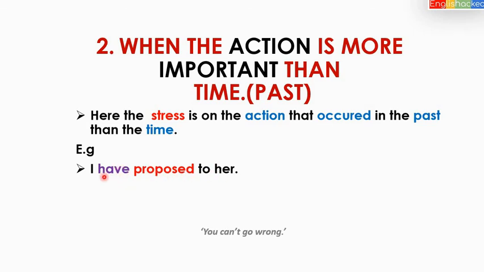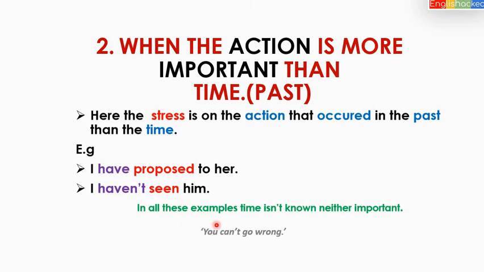So use the present perfect: subject, helper verb, verb 3, and then the object. I haven't seen him. Now, I haven't seen him is also an action which is more important, not the time. As you can see, there's nothing like time here. Time isn't important in these cases.